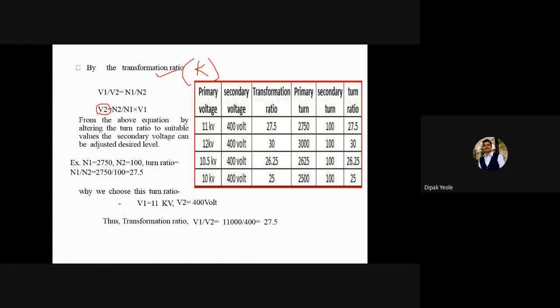From the above equation, by altering the turns ratio to suitable values, the secondary voltage can be adjusted to the desired level. Let's say N1 is 2750 and N2 is 100.